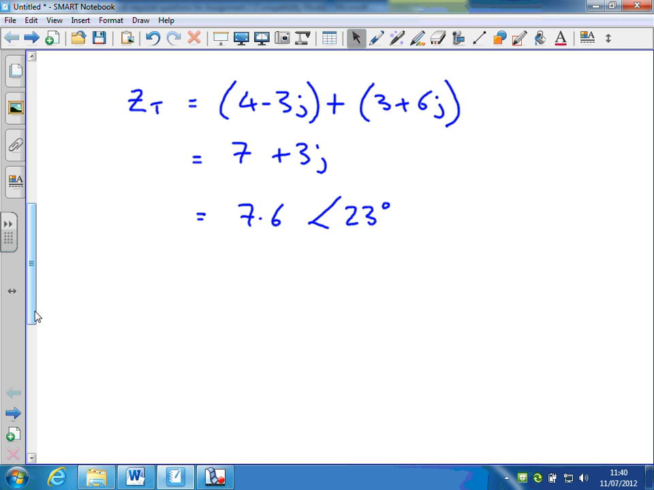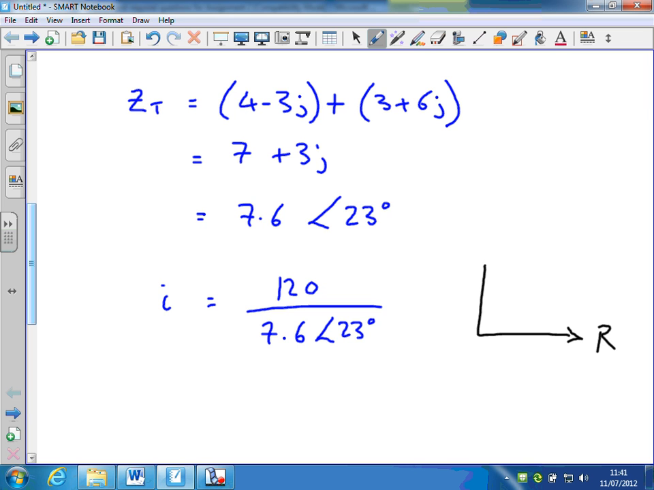Now I'm going to do the division to find the current. The next step: I equals E, which is 120, divided by 7.6 angle 23. The only question is, what is the angle associated with the voltage? Well, that's a real number, so it's along the real axis. And as we're after the phase difference of the current relative to the voltage, we think of the voltage as being at angle 0, and then we find the angle of the current relative to that. So angle 0, if you're just given a real number like that.